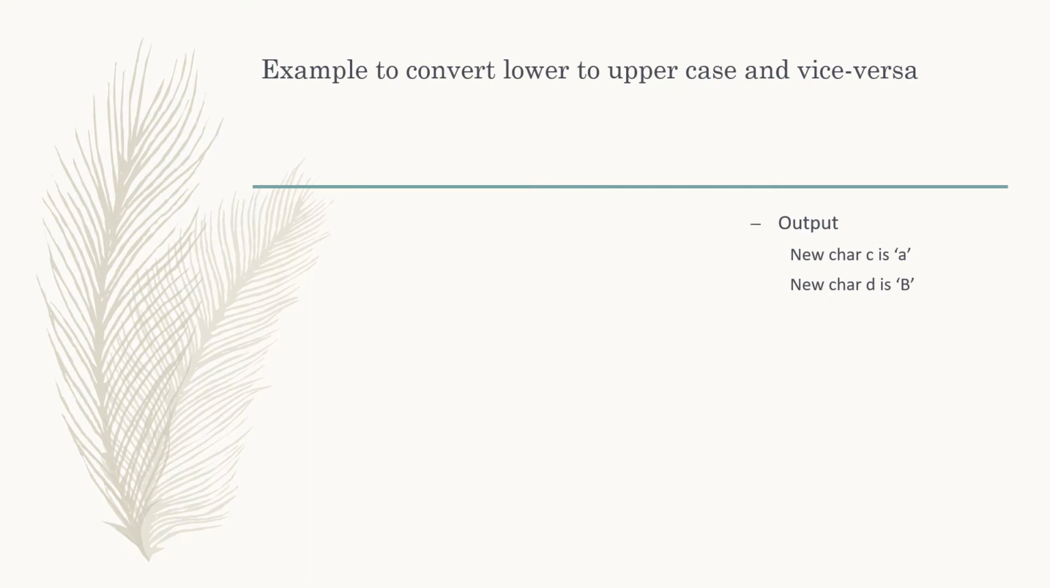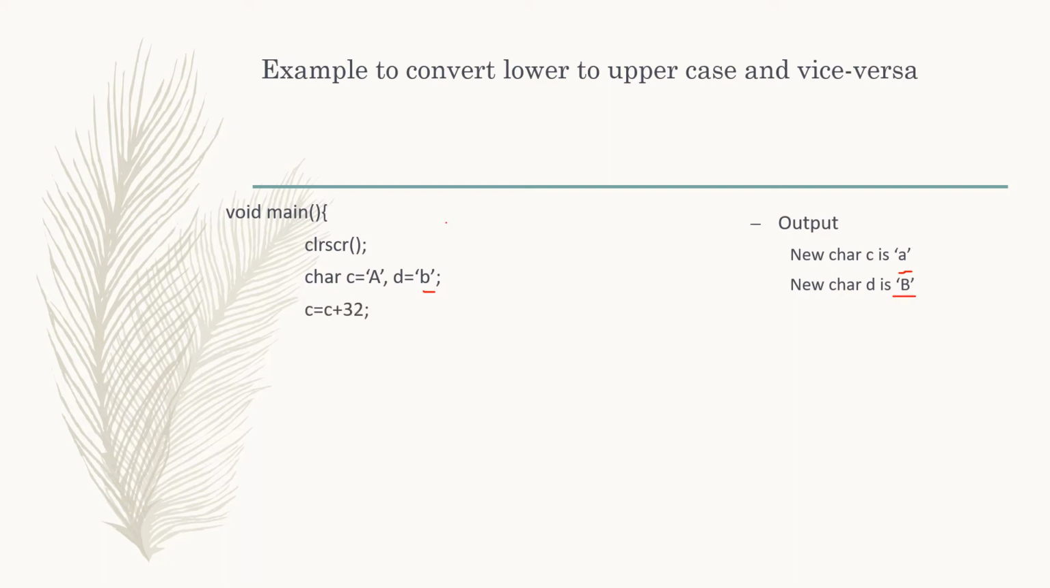Example to convert lower to uppercase and vice versa. Let's see the example. Here we are going to convert capital A to small a and small b to capital B. So you have void main, clrscr. Then we have char c is equal to capital A and d is equal to small b. So A is going to get converted into small a and small b is going to get converted into uppercase B.